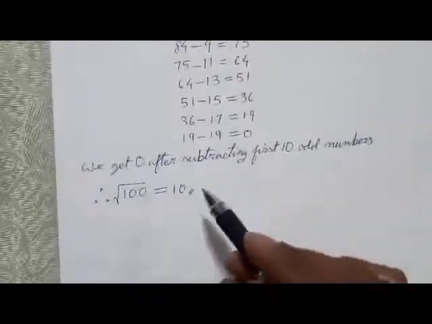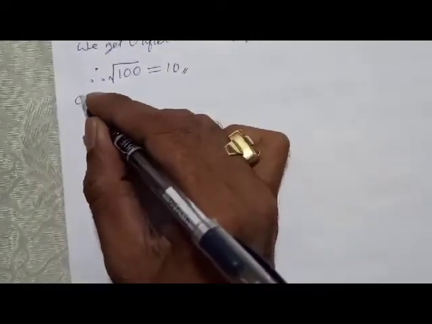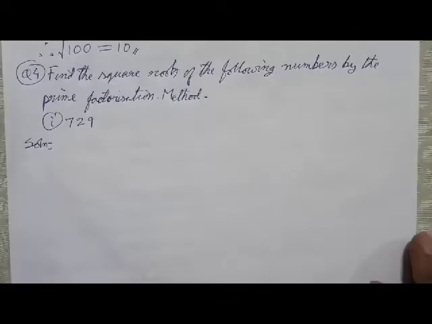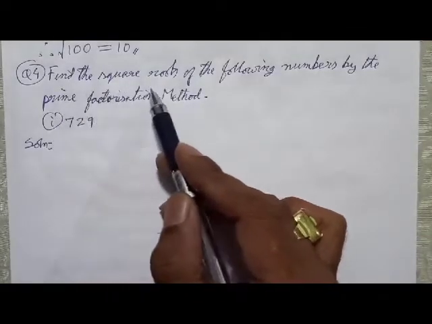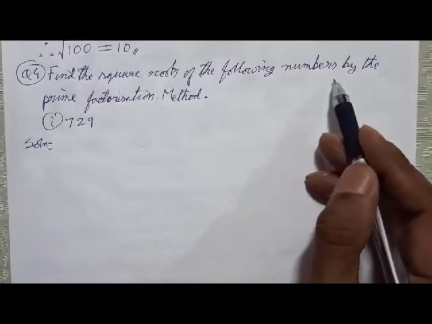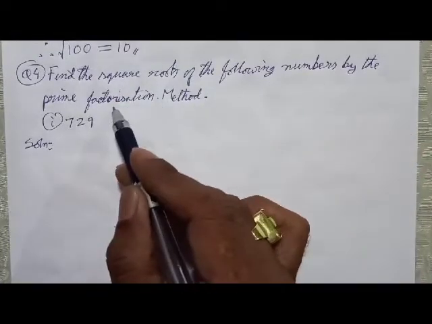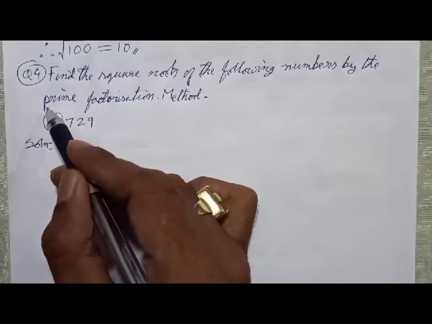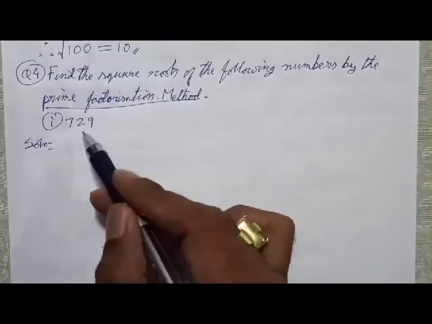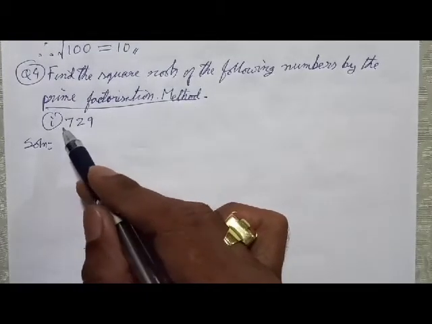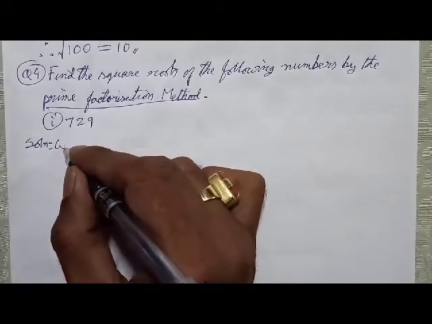Then now let's try question number 4. Find the square root of the following numbers by the prime factorization method. Now we have to use the prime factorization method, and we have to find out the square root of number 1, 729. Okay, now let's try this.